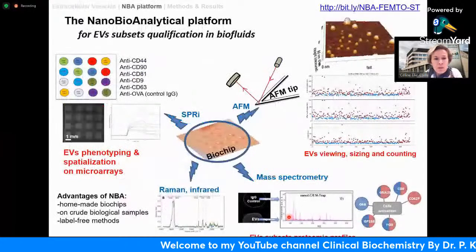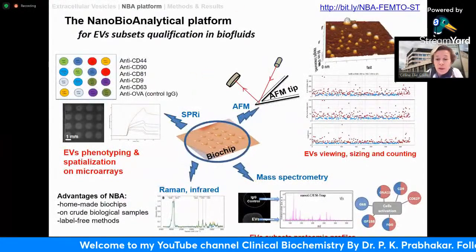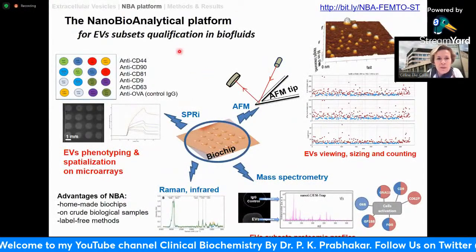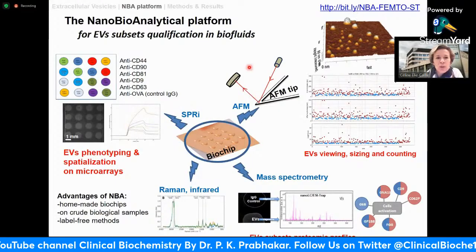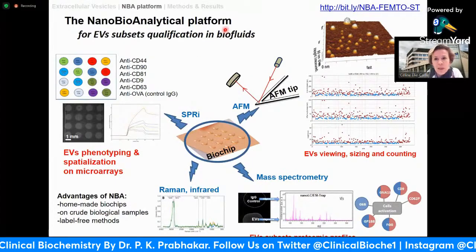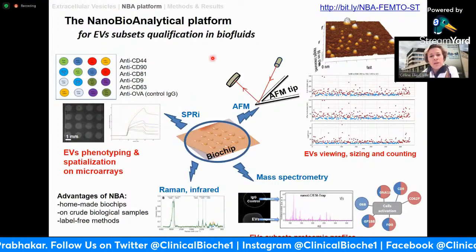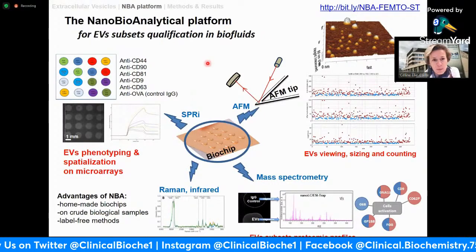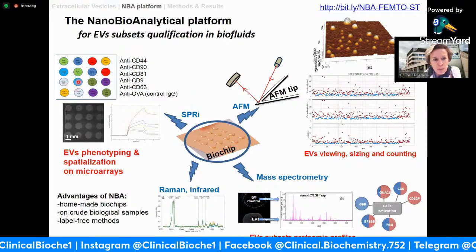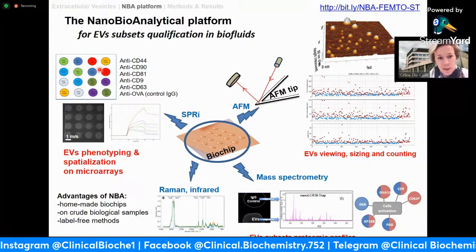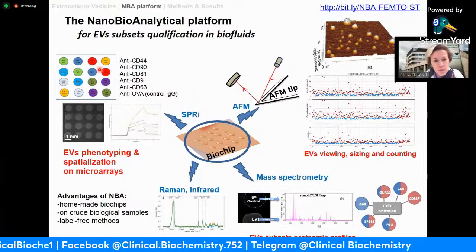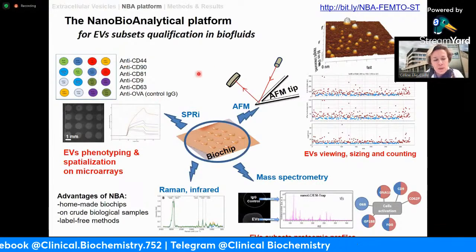So what we propose in the group is to combine AFM with other techniques. This combination, we call it the nano-bioanalytical platform. In this approach, what we propose is to combine AFM with surface plasmon resonance using a chip on which you graft different ligands. I will present to you in just a few slides how we make it.